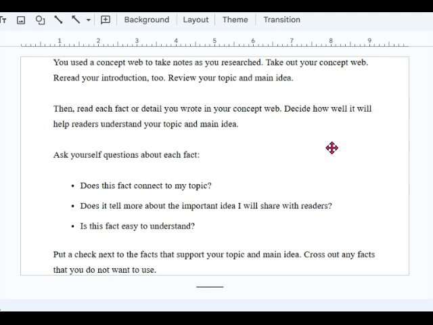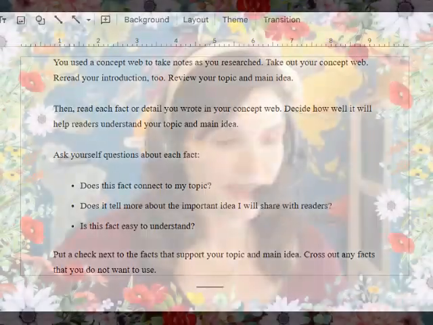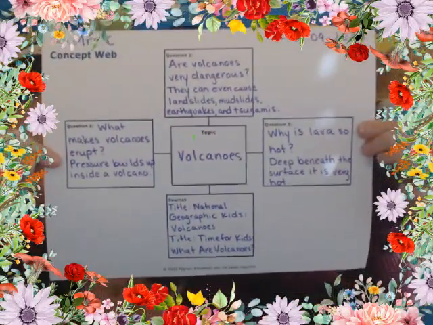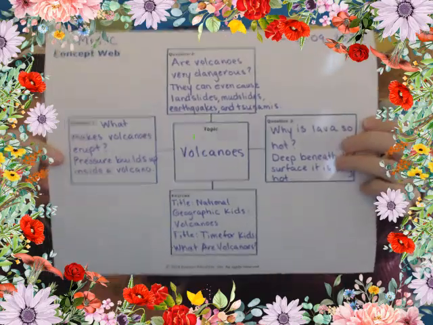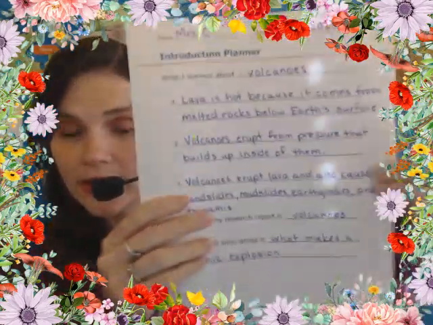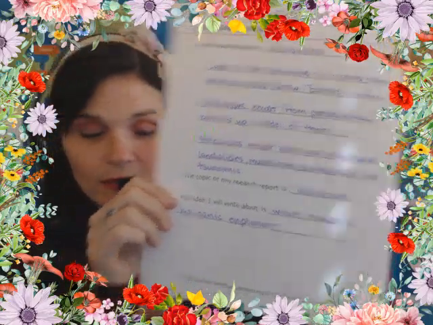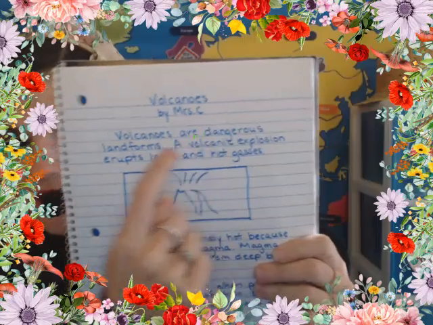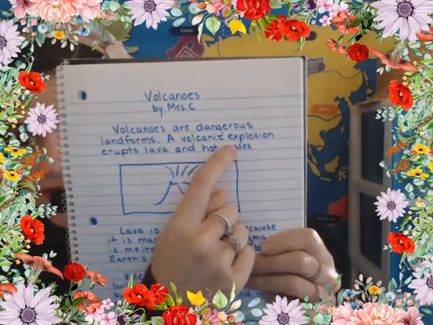You used a concept web to take notes as you researched. Take out your concept web, reread your introduction too, review your topic and your main idea. So remember, here is our concept web. We have this with a lot of facts that we have learned, right, with our sources that we learned them from. Here's our introduction planner that we use to help us with facts and details we want to include in our introduction. And we should already have our introduction written as well for our first draft. So go ahead and review all of yours now.